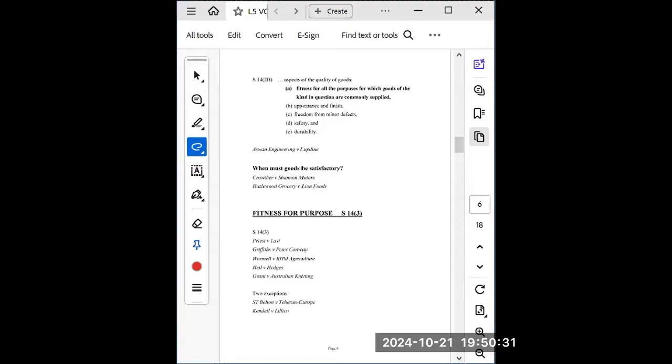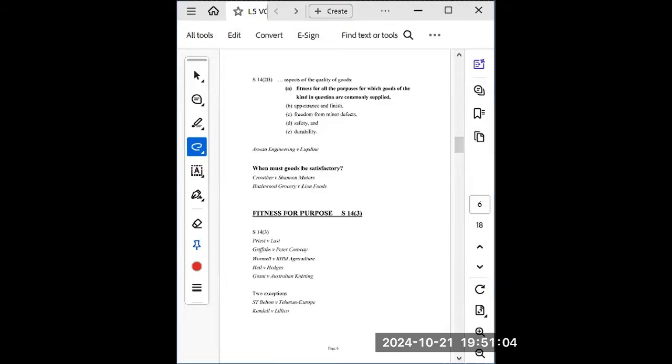What if the seller and the buyer are members of the same trade? Can the buyer ever rely on the seller's skill and judgment? Well, in Kendall against Lillico, the court said, oh yes, even if the seller and the buyer are members of the same trade, it is not conclusive that there was no reliance. So even if you're both motor car dealers, you can still rely on the seller's skill and judgment.